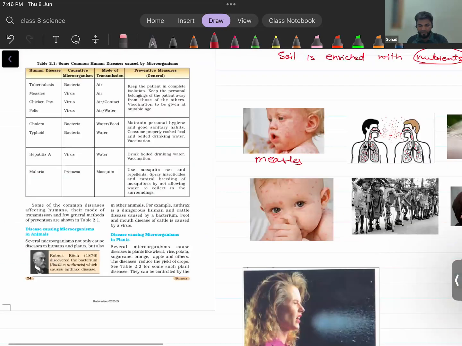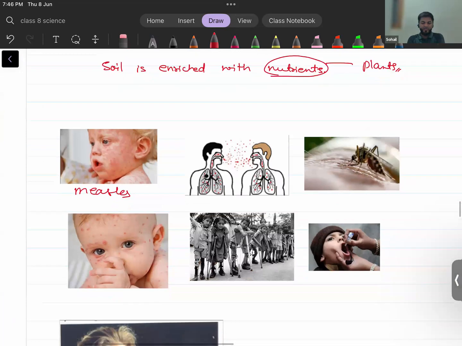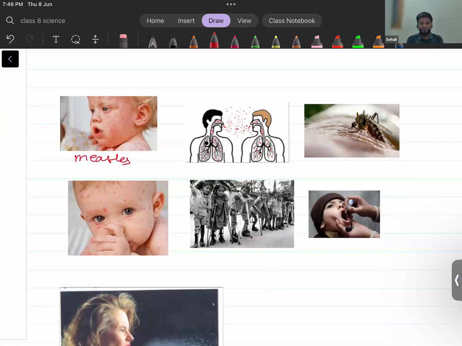Now, see these different figures here. The first figure is of a child suffering from measles. The second figure is of cold and cough, showing how the virus causing the common cold transfers from an infected person to a healthy person. The third figure is of a man or woman getting bitten by a mosquito, and it leads to malaria. Here this child is suffering from chicken pox.